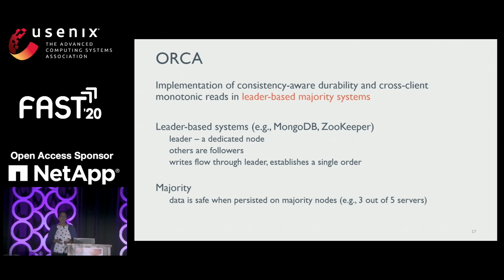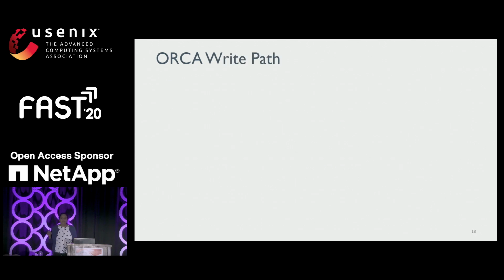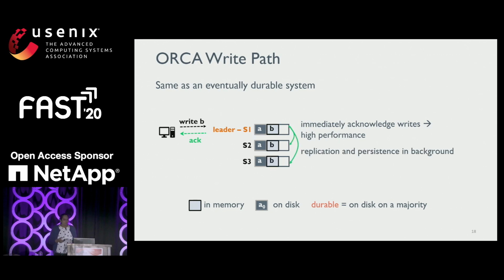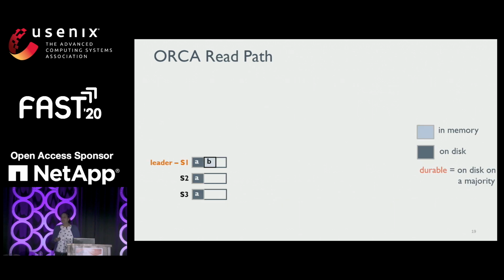So that is, if you have 5 servers, the data item is considered durable if it at least reaches 3 disks. So the write path, as I told you earlier, is very similar to that of an eventually durable system. On a write, we just buffer the update on one node's memory and immediately return, so we are fast. And then we do replication and persistence in the background. However, the read path is more involved. That is, we need to make sure that the data item is durable before serving out reads. Let's look at this with an example.